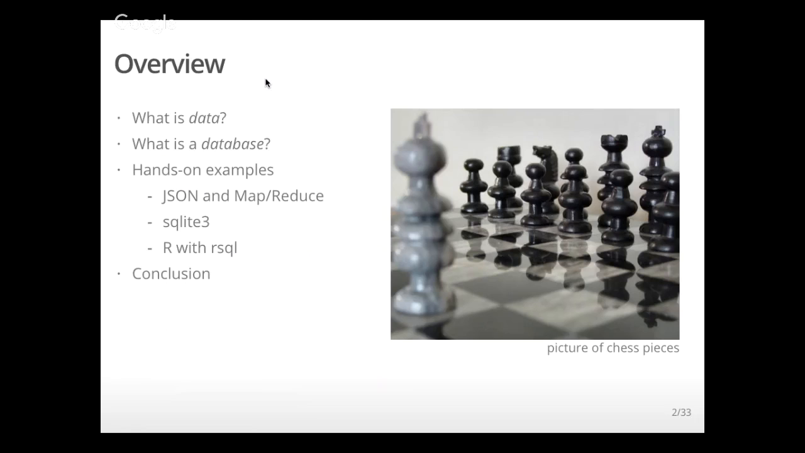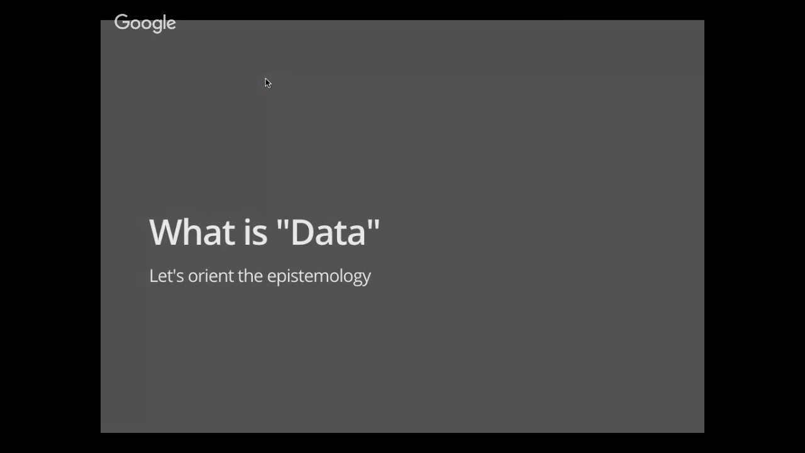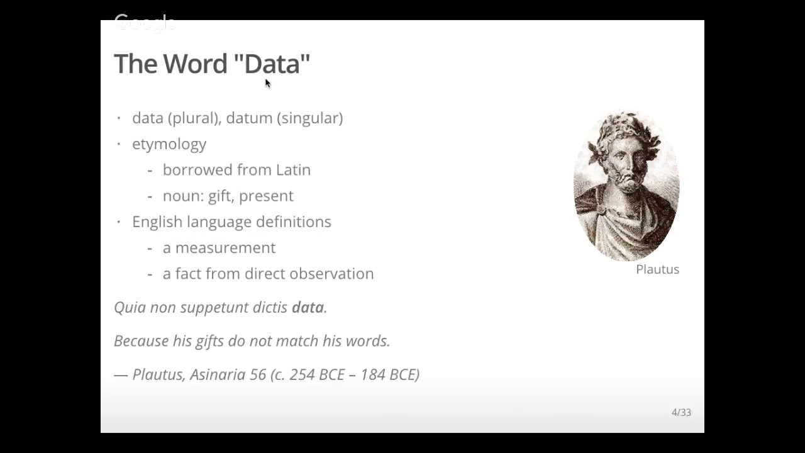So, okay, why don't we jump right in and orient our epistemology here. Data itself, the word is plural, just so you all know. Datum is one data, I guess. It came from Latin, and it's kind of weird. It means gift at a certain level. But we use it now to mean a measurement or a fact that we get from direct observation. And I found the word data used historically to mean gift here: because his gifts do not match his word. So it's kind of weird how gift became the way that we use it now, but think about that. Data is kind of a gift.